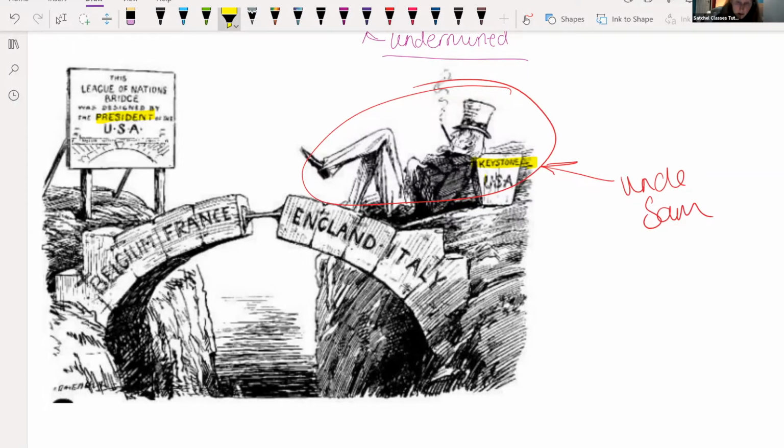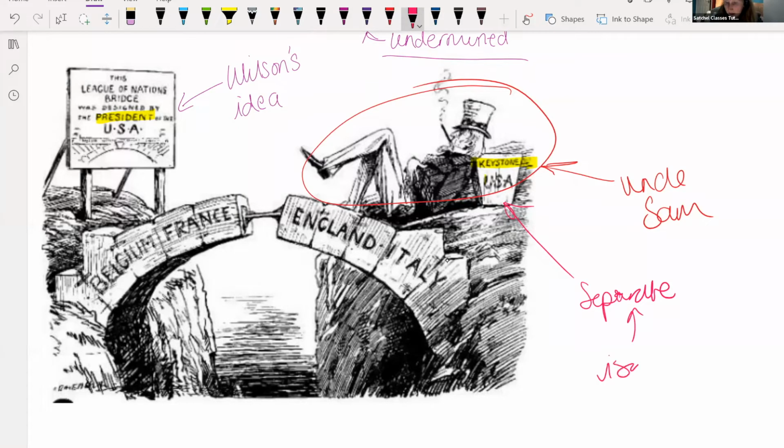So if we put in our contextual knowledge in here, we know that the League of Nations was Wilson's idea in the first place. So we can see the big countries that are in it. We've got Belgium, France, England, and Italy. And he is leaning on the keystone, which is the USA. So he's taken it out, and him being there, being separate, is this idea of isolation. Okay, they are alone.